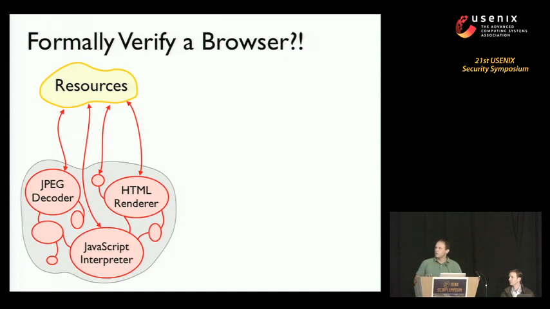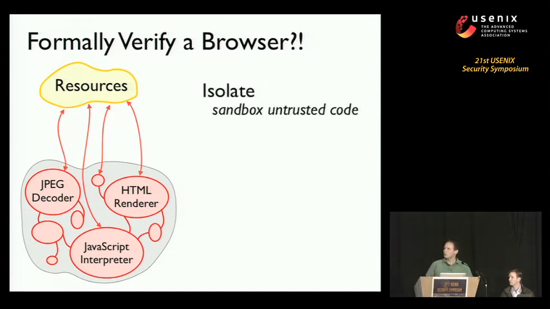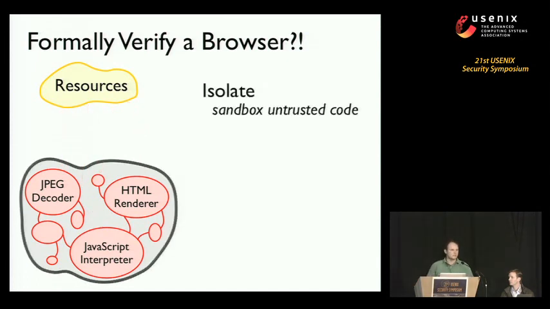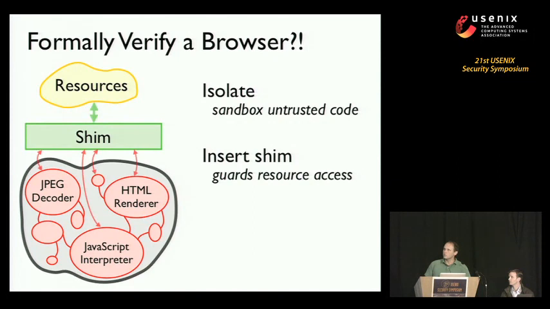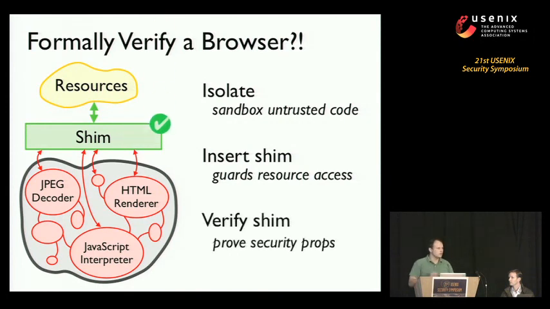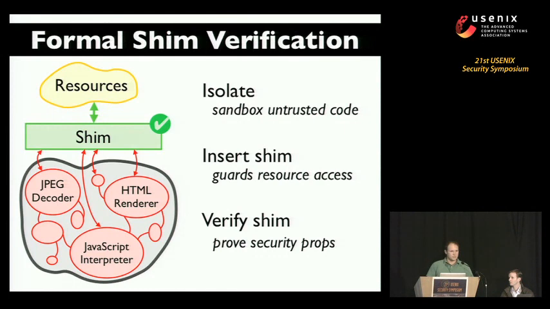So the first thing we do is we isolate untrusted code. We put it in a sandbox and restrict its ability to access resources. The second step is to introduce a Shim, which guards resources. So a Shim is a wrapper or a reference monitor. And then finally, we formally verify just the Shim. And this guarantees security properties for the entire system. We know resources are accessed correctly. And we call this technique formal Shim verification. It's one of the main insights of our paper.